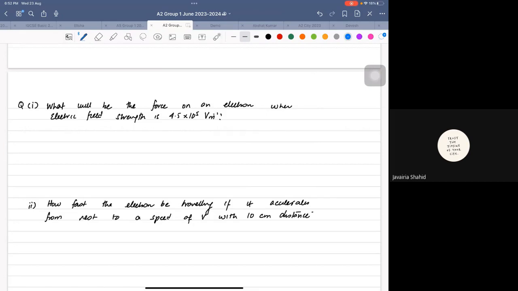So, let's do that. E equals F over Q. F will be equal to electric field strength, which is 4.5 times 10 raised to 5, times charge on electron, which is 1.6 times 10 raised to power minus 19. So 7.2 times 10 raised to negative 14 should be your answer. All right, who could not understand this, please let me know. Now the real challenge is the next question. I'm expecting you guys to do that. Let's see.